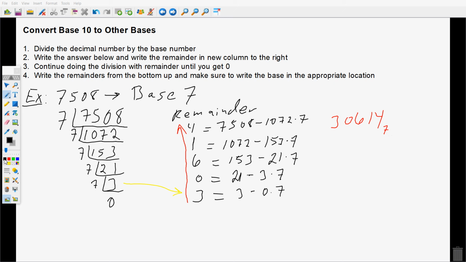This does require you to be very neat and organized with what you're writing and where. Please try and keep it organized so that way it's easy for me to follow when you're doing your work on your own.